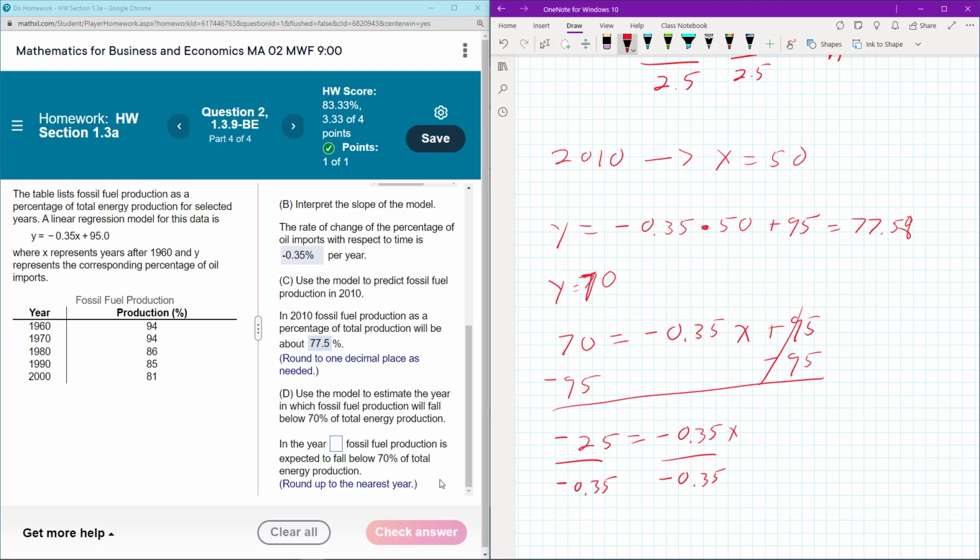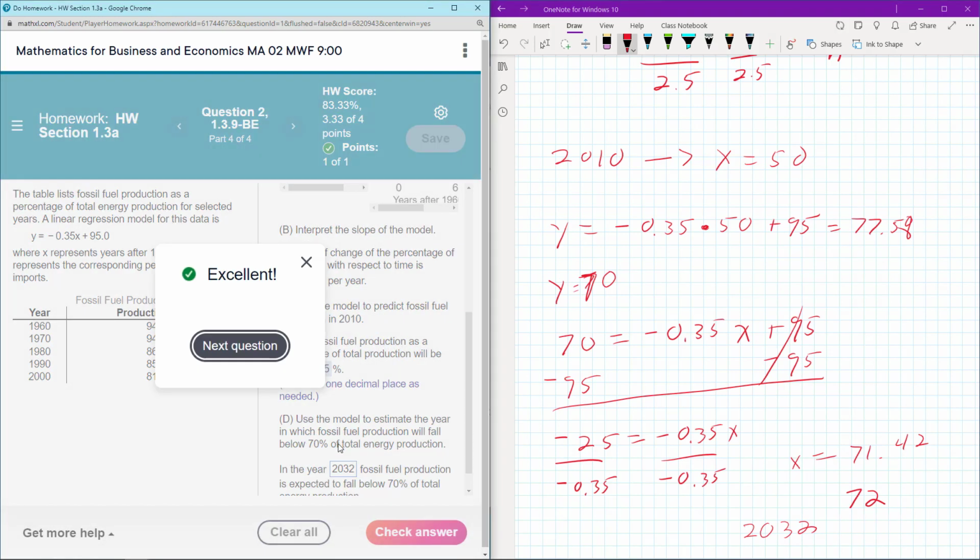And we will have that x is equal to 71.42 and some other numbers. Now remember, we want to round up to the nearest year. So that means we want to round up to 72. And then 1960 plus 72 corresponds to the year 2032. So we should be able to put that in. And there you go.